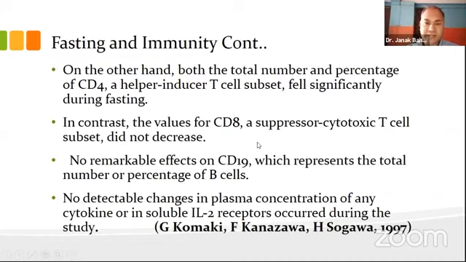The research shows that after refeeding, there is normalization of all the immune cells in the blood. So during fasting only the CD4 count has decreased, and after refeeding everything is normal. That means we may not have to do fasting during viral infection, but we can do it during bacterial infection, as our senior already told.